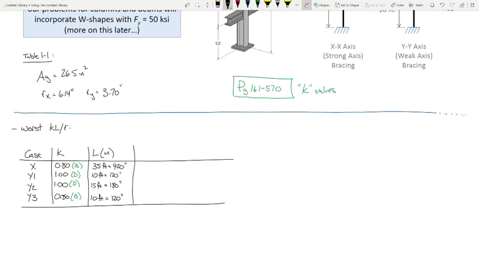So 10, 15, 10. So now I've got the lengths. What about the R's? What about the radii of gyration? Well, for the R, we know that for the x-axis, it's what? 6.14. There you go. But for all 3 of the y-axes, it is 3.7. So now just KL over R.